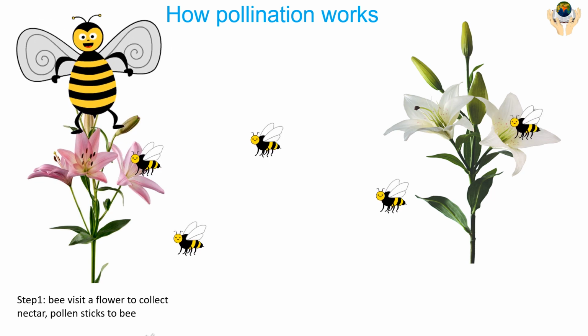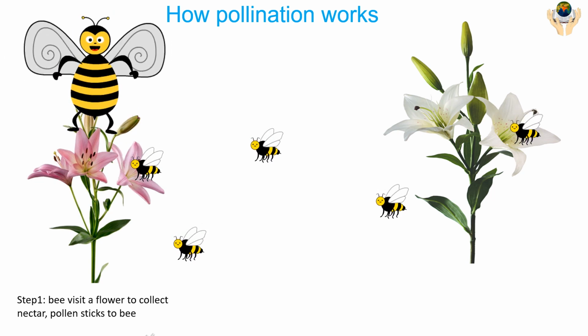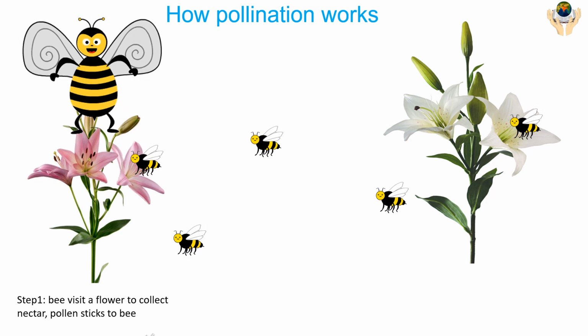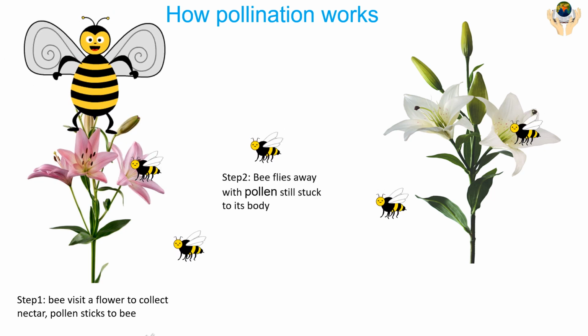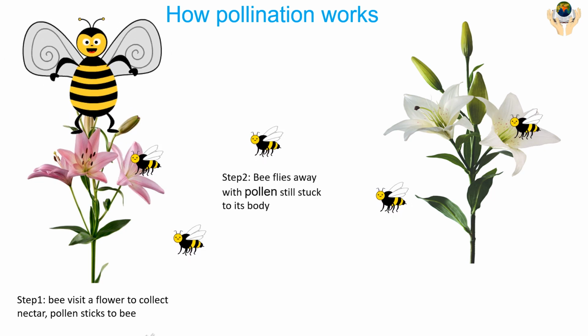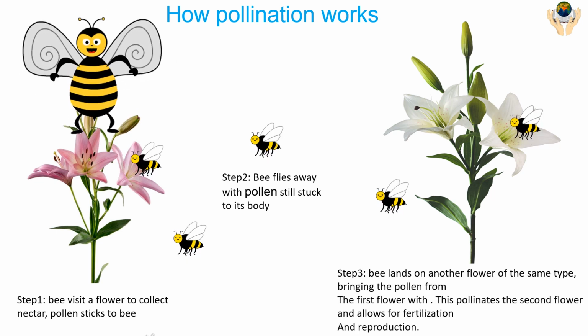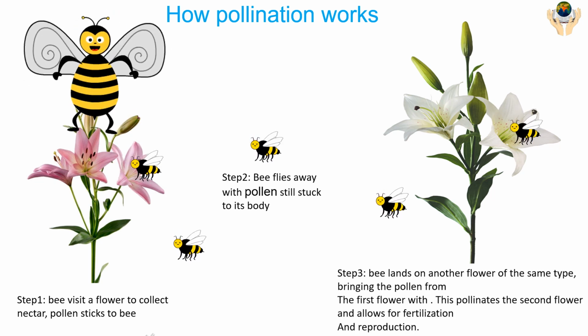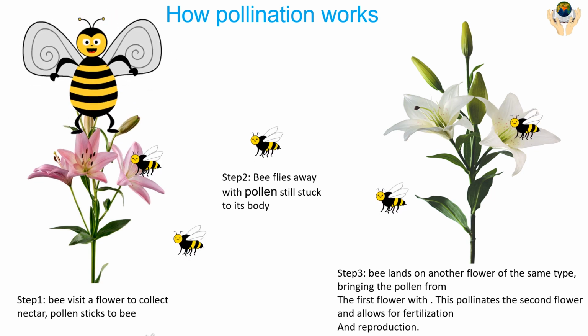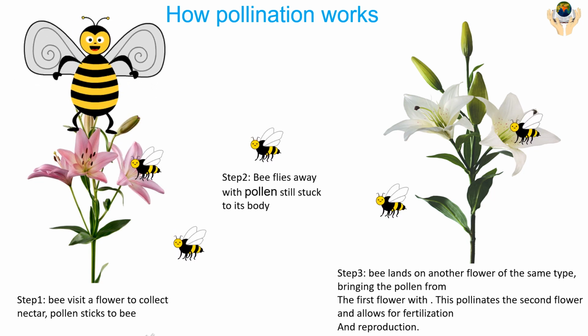When the bee visits the flower to collect the nectar, pollen sticks to the bee. The bee flies away with the sticky pollen to another flower. When the bee lands on another flower of the same type, the sticky pollen helps to pollinate the second flower and allows for fertilization and reproduction.